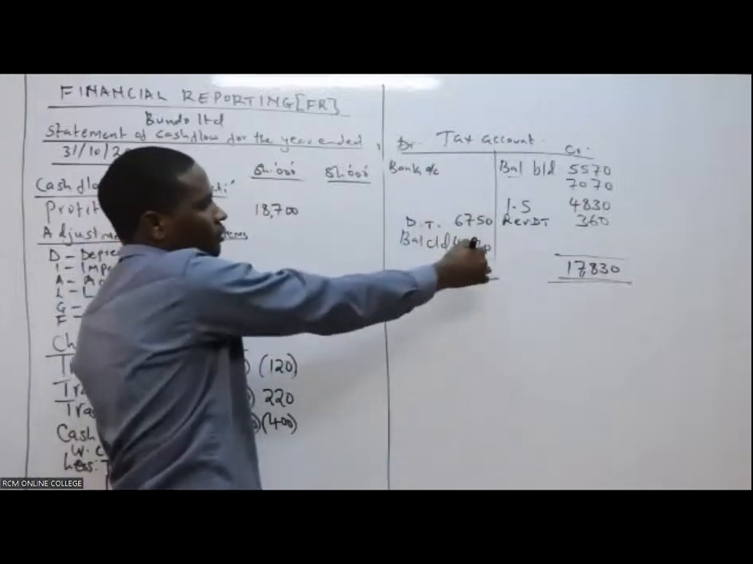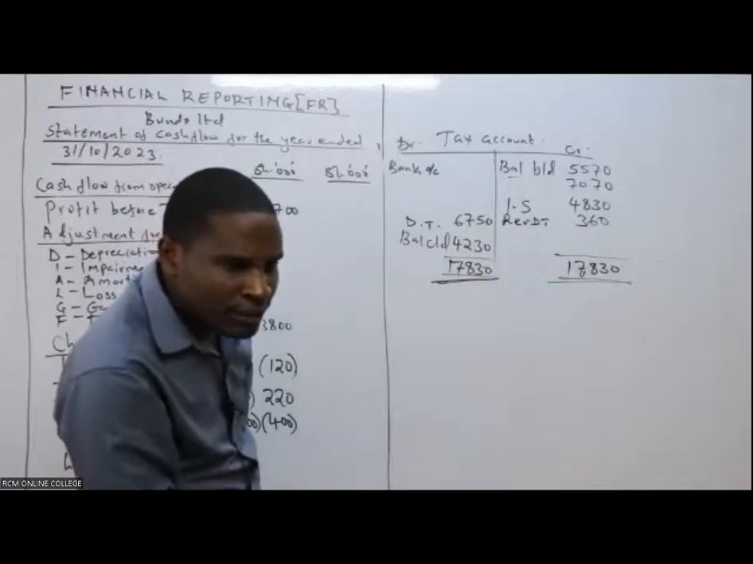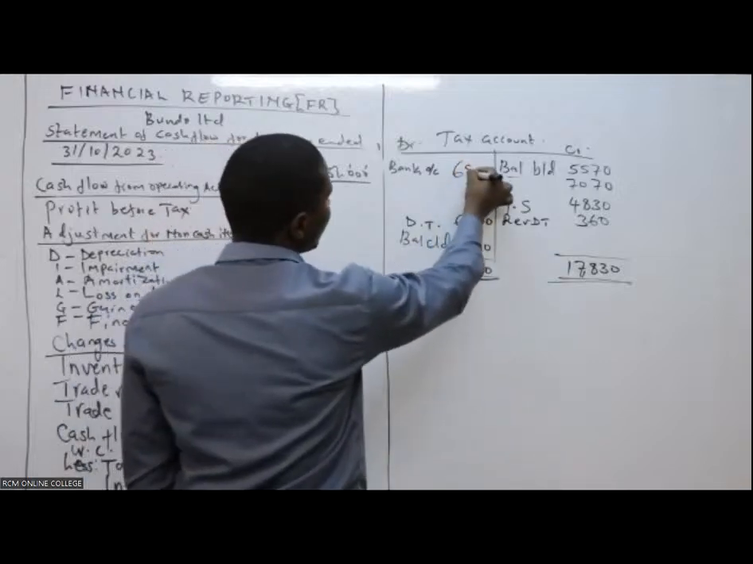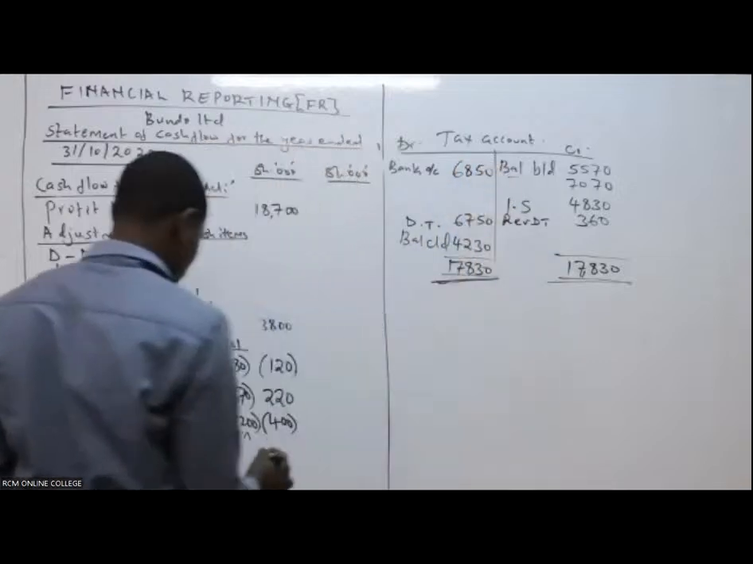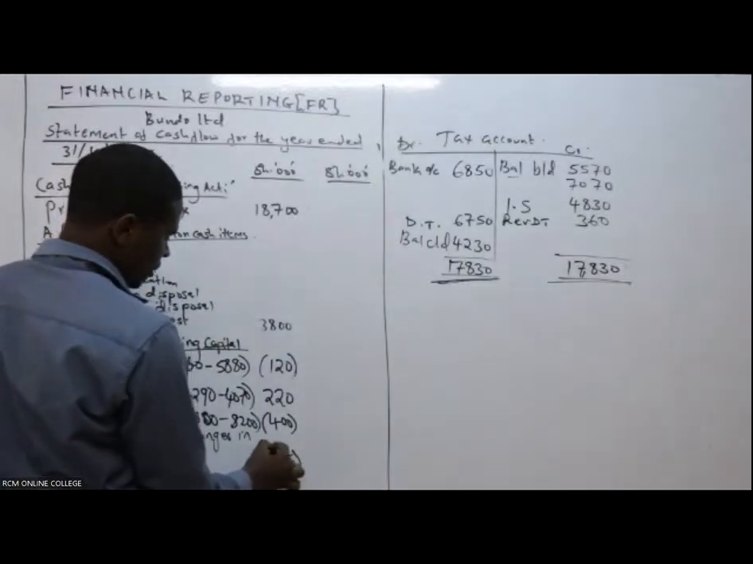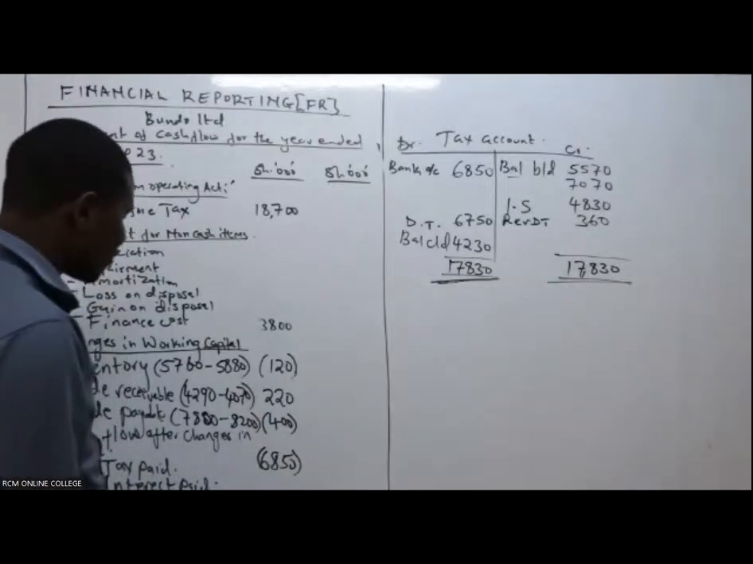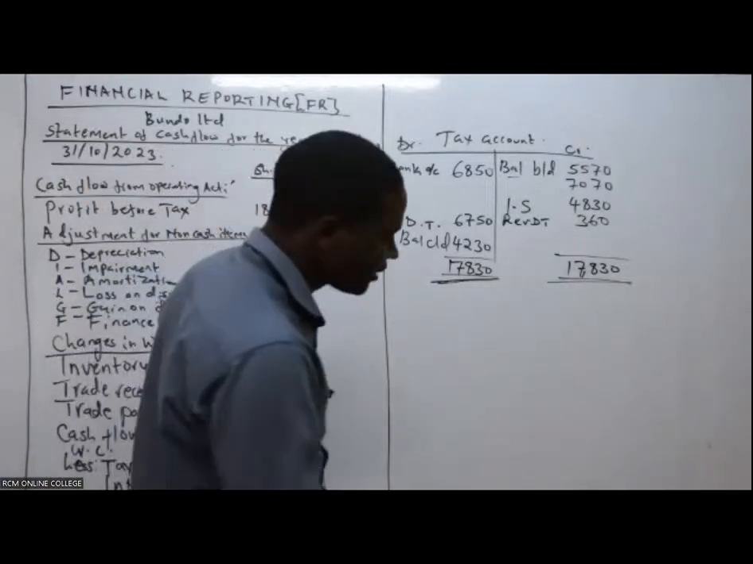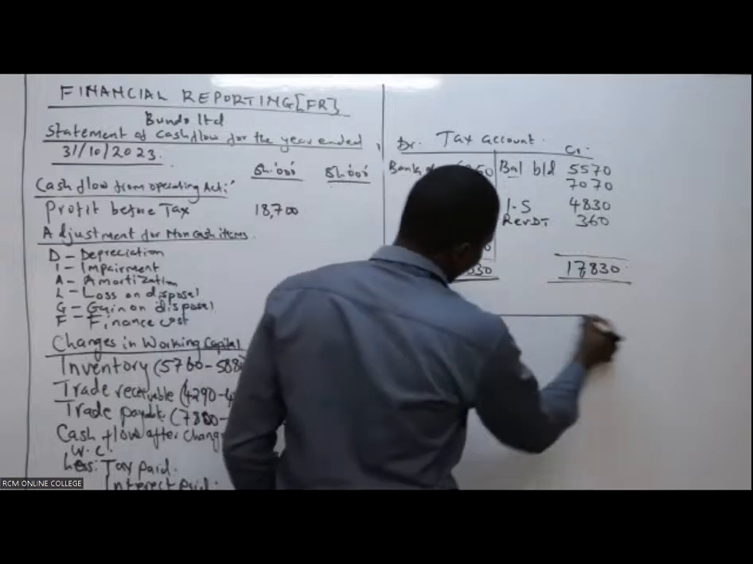Give me this minus 2. 6850. It was the tax that was paid, 6850. Therefore, this one we subtract. Now, for the interest paid, still we're going to use that method.